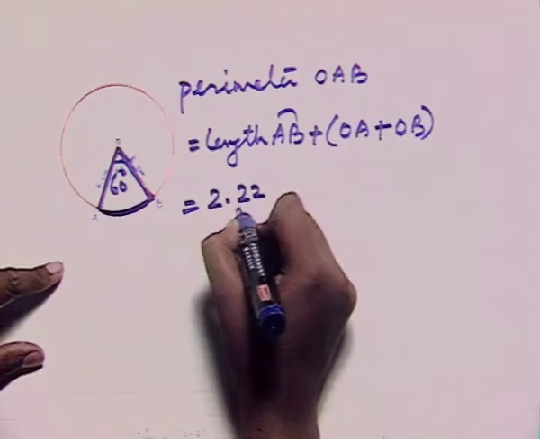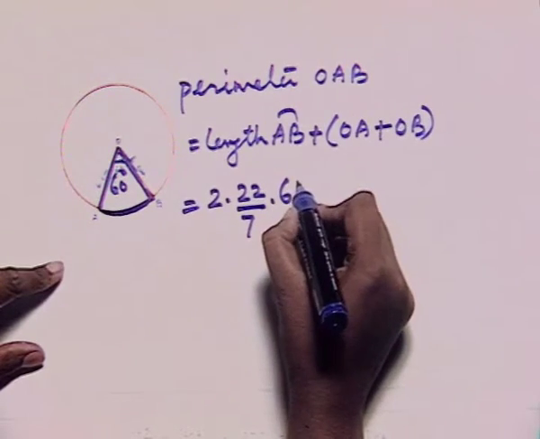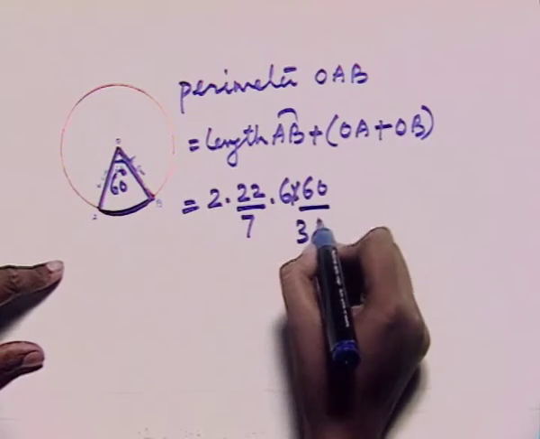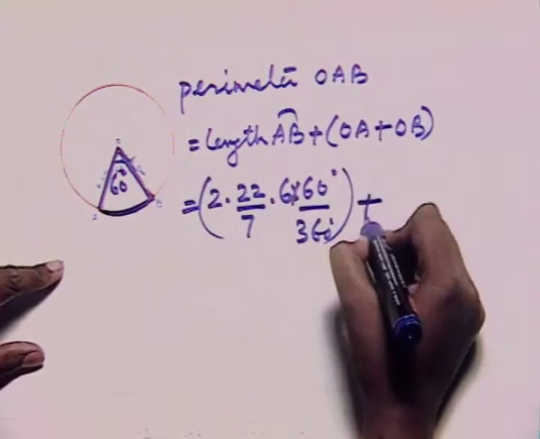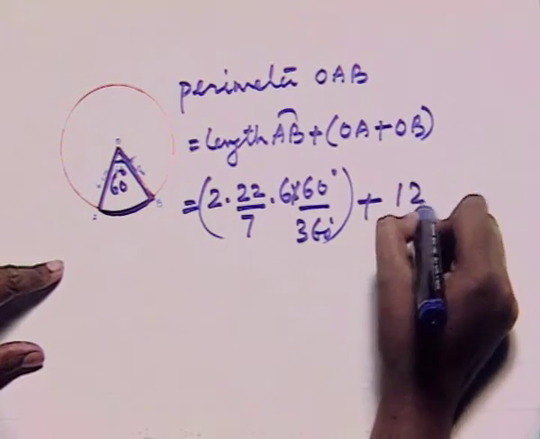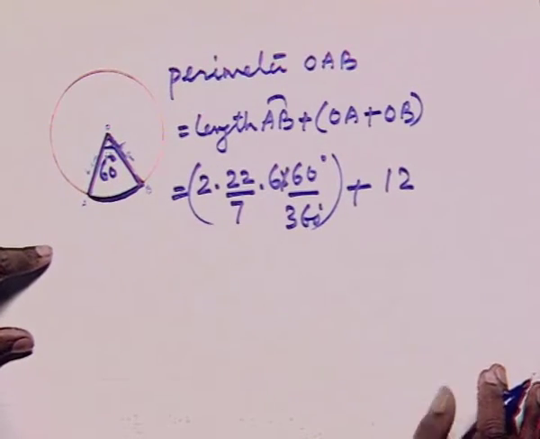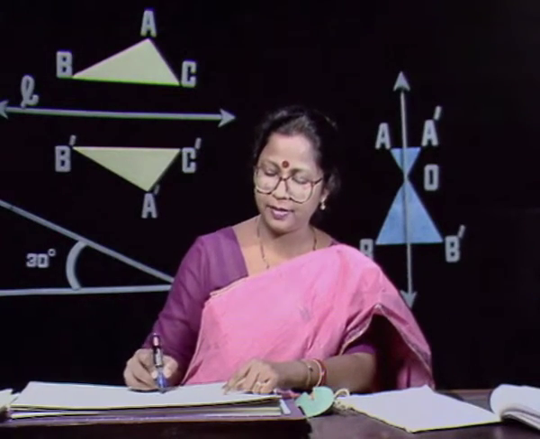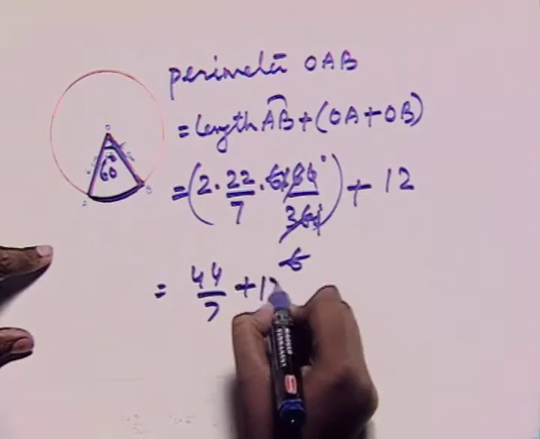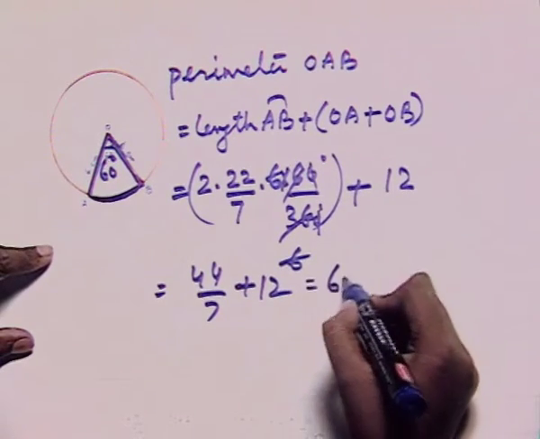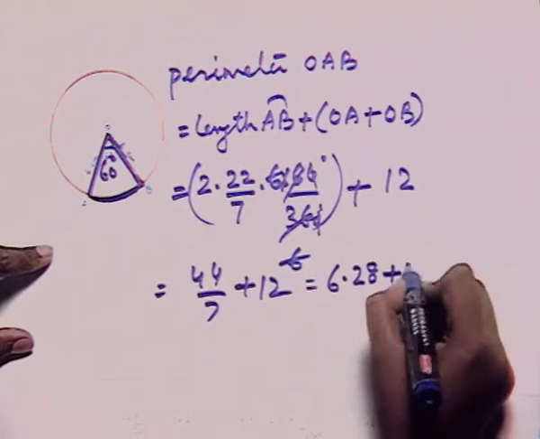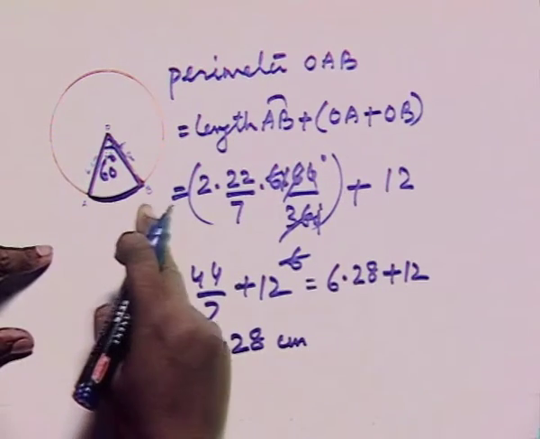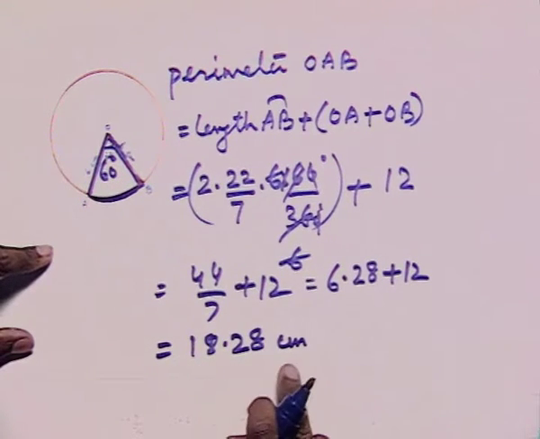2, let us take pi as 22 upon 7, 2 pi into r is 6 into theta in this case is 60 degree upon 360 degree plus the length of the two radii is 6 plus 6, which is equal to 12. What do we get? We get here 44 upon 7 plus 12, which is equal to 6.28 plus 12, which is nothing but equal to 18.28 centimeters. So, the perimeter of this sector is equal to 18.28 centimeters.